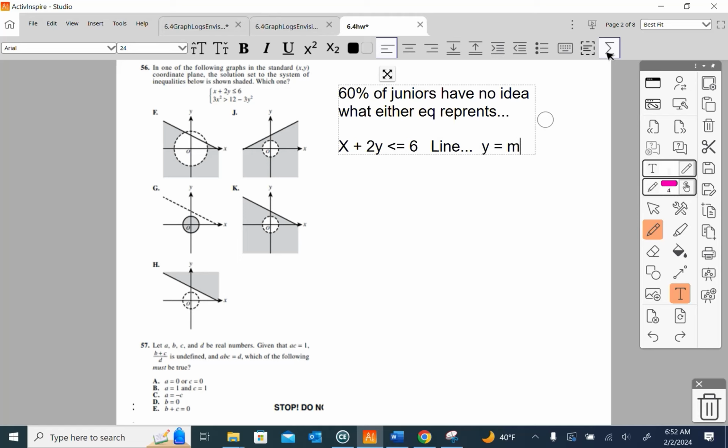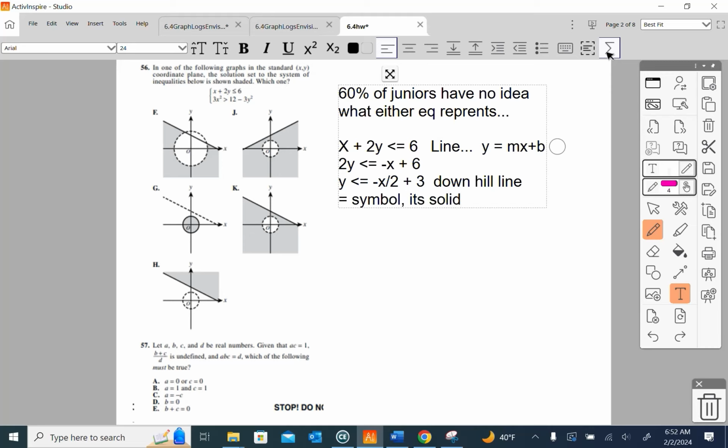I'm going to make it look like y equals mx plus b. We're going to leave 2y on the left. We're going to take away x. We're going to divide by 2. And that's what I'm looking for. This is a downhill line. It has an equality. There's an equal to symbol. It's solid. All right. Big deal right there. And we see the less than, so shade below. So look at all those little clues that come just from writing that equation.